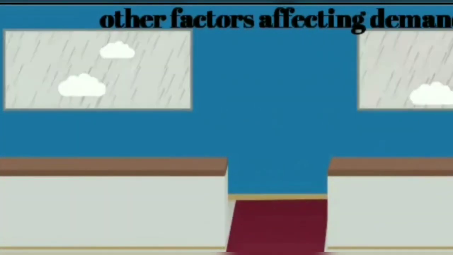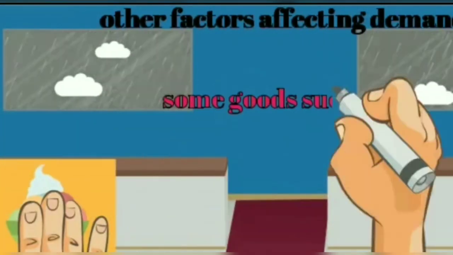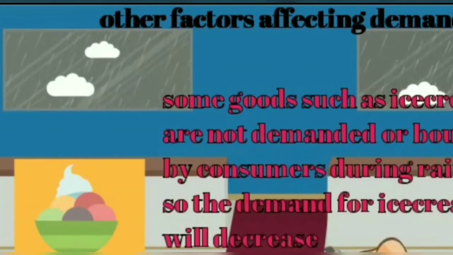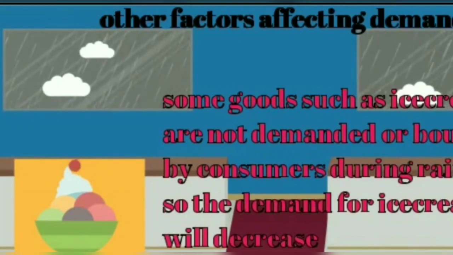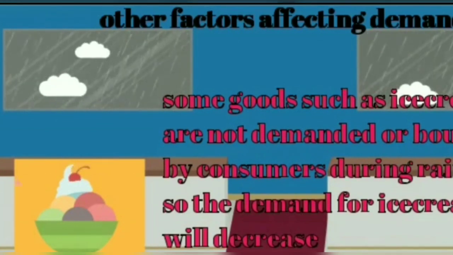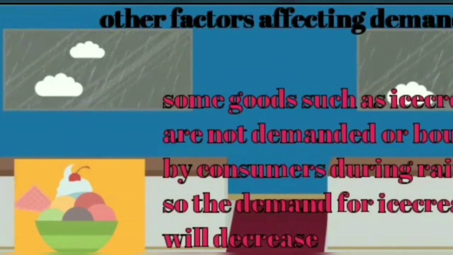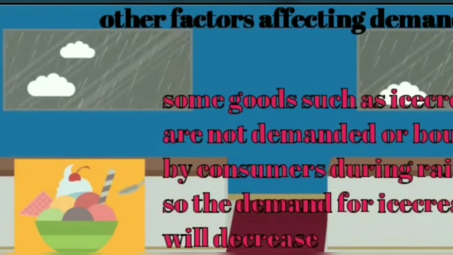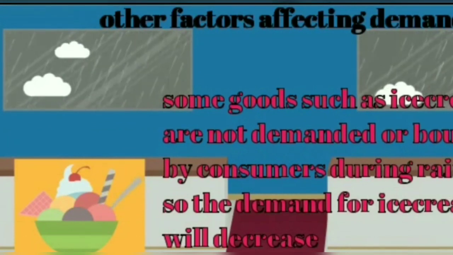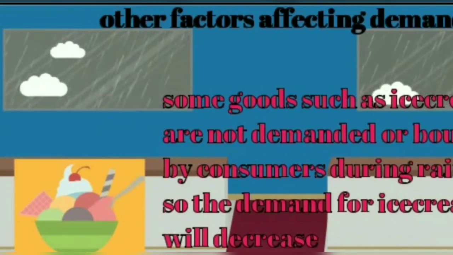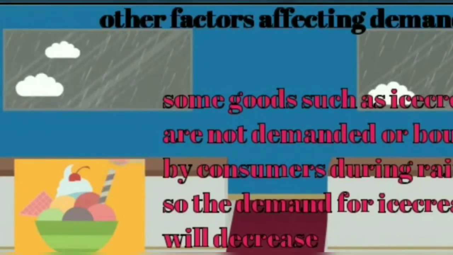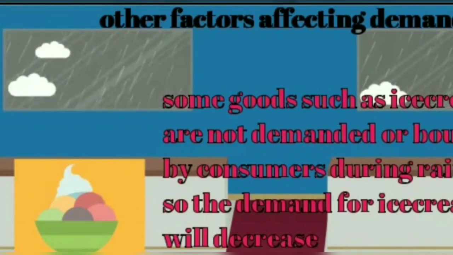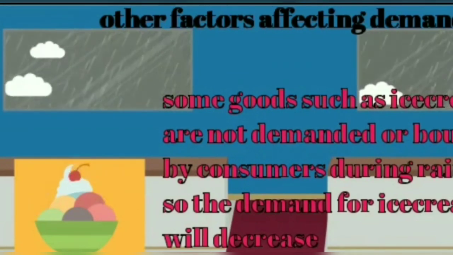But there are also some other goods whose demand decreases. For example, ice cream. There are many people who won't buy ice cream when it is raining, right? So demand for goods such as ice cream will decrease. When there is a decrease in demand, the demand curve will shift towards the left. I've already told you when the demand curve will shift towards the left or towards the right. Demand increases means it shifts to the right, left for a decrease.